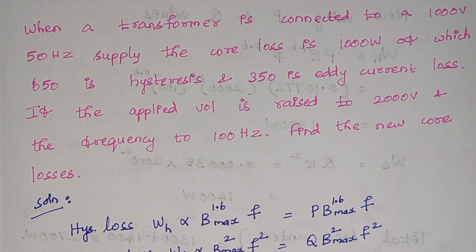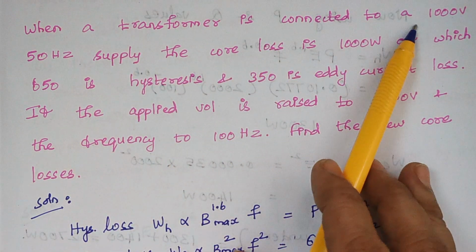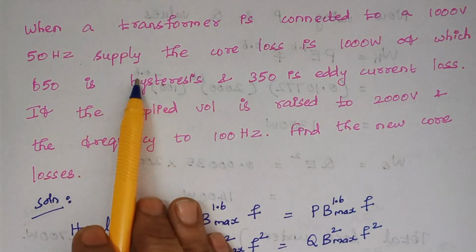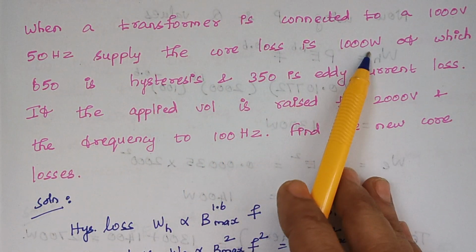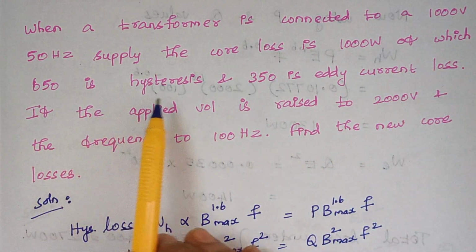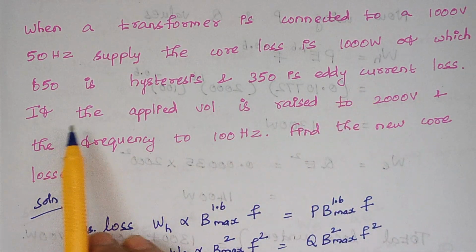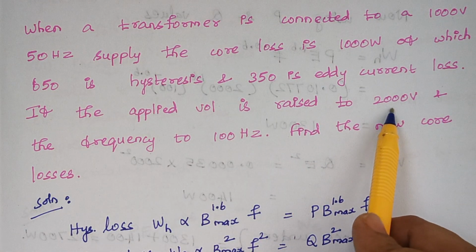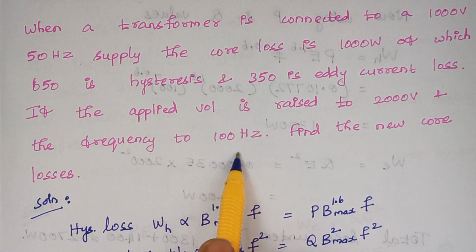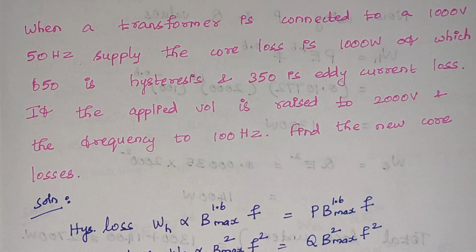So here the problem is: when a transformer is connected to a 1000 volt 50 Hz supply, the core loss is 1000 watt, of which 650 is hysteresis and 350 is eddy current loss. If the applied voltage is raised to 2000 volt and the frequency to 100 Hz, find the new core losses.